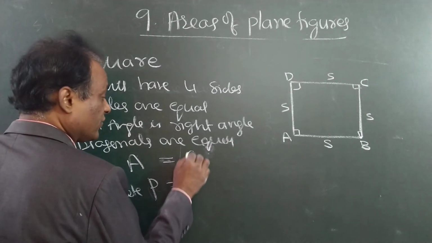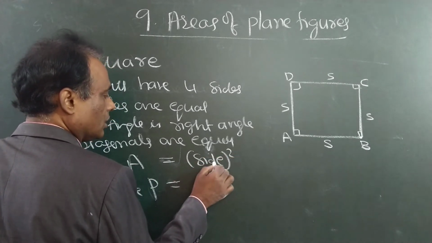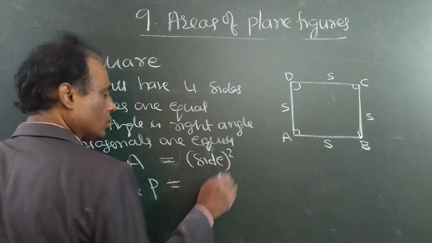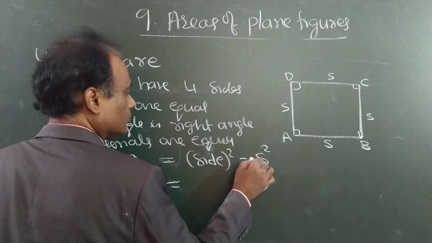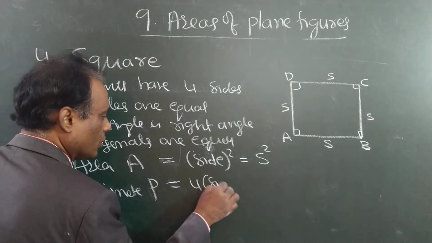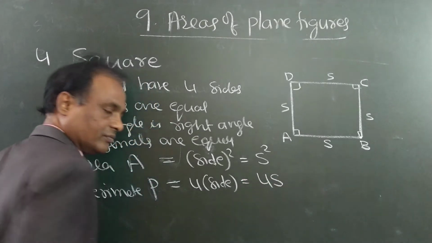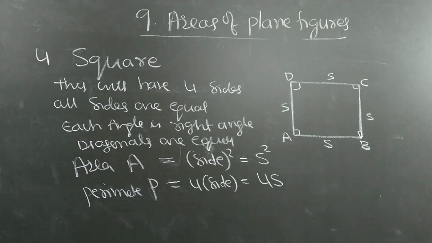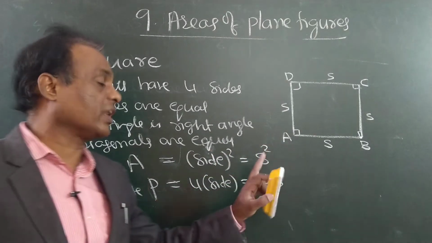Area of square is side into side, that is side square, that is S square. Perimeter is 4 into side. Suppose if side is S, that is 4S. Area of square formula: side into side, or side square, or S square. Perimeter is 4S.